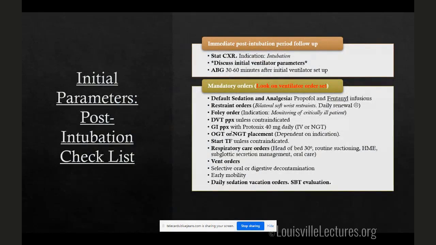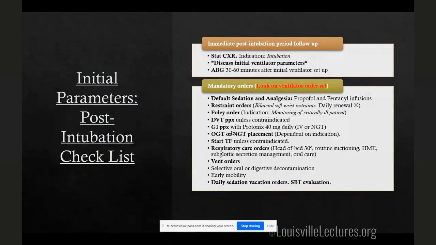As far as a Foley order, the patient's strapped to a bed with an ET tube in their face. They're not really moving, and they should be able to pee, and we want to monitor for urine output, especially if they're truly critically ill. For the most part, patients should get DVT prophylaxis and GI prophylaxis. And to administer oral medications, you want to make sure that you have either an OG tube or an NG tube.